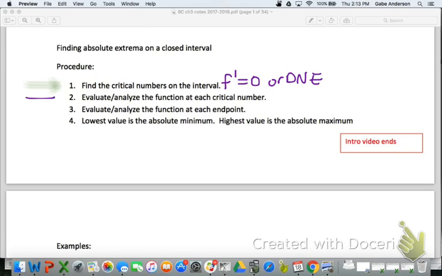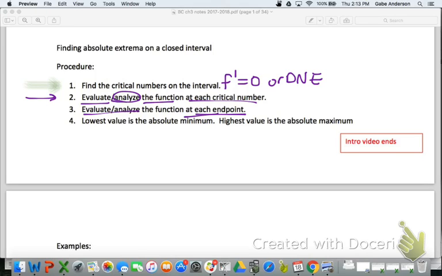Next, we want to recognize that we have endpoints. And so what we're going to do is evaluate or analyze the function that we're trying to maximize or minimize at each critical number. Being a little bit broad with this, when we get into Chapter 4, the analysis is going to be a little bit more in-depth. For now, it's not as in-depth. Once we have evaluated the function at each critical number, we're going to do the same thing. We're going to evaluate and/or analyze the function at each endpoint.